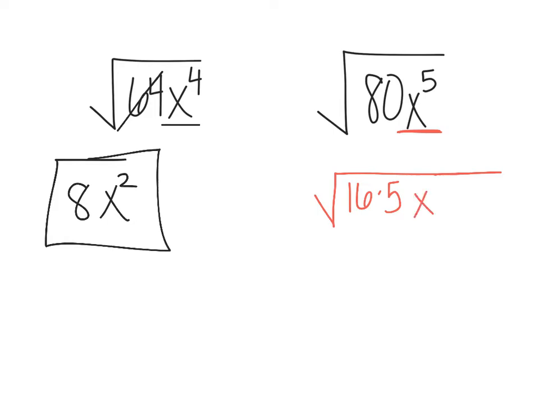So I can flip this to x to the 4th times x. Remember, that still equals x to the 5th, because there's like a little 1 there. And then if I multiply that out, I would get x to the 5th. So it still equals itself.